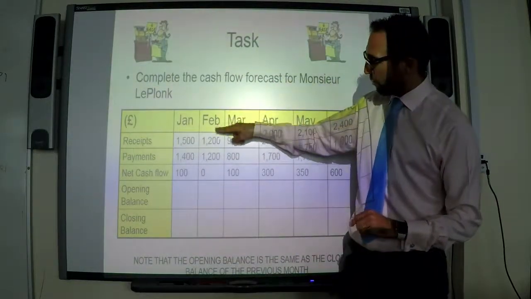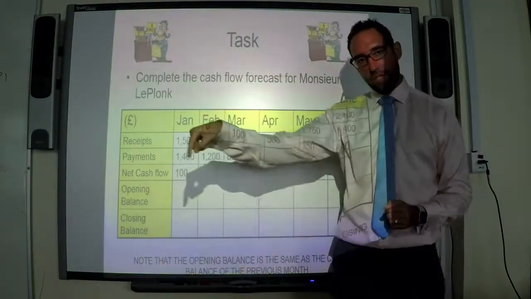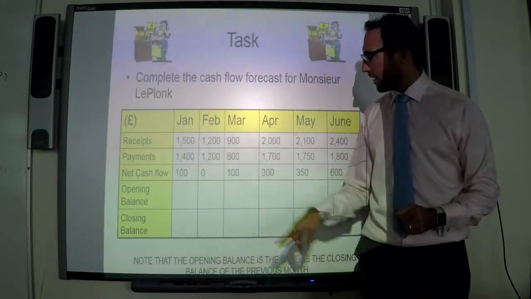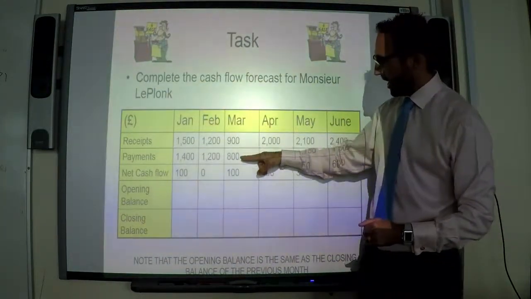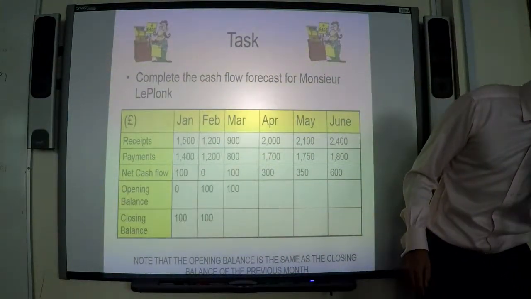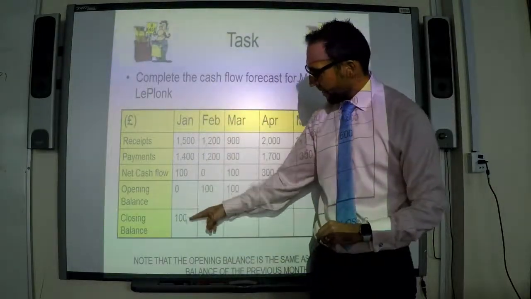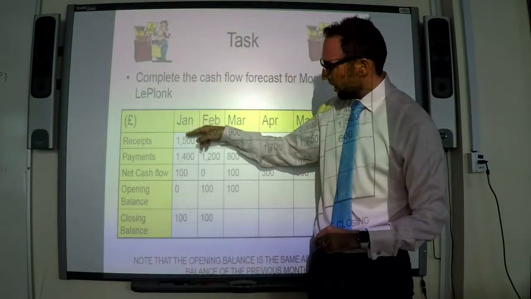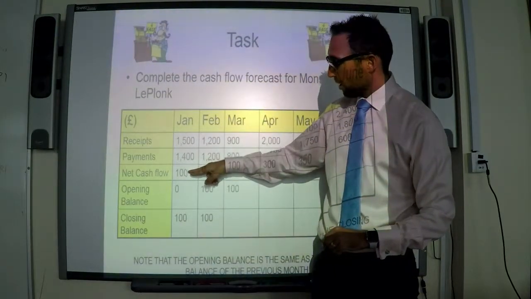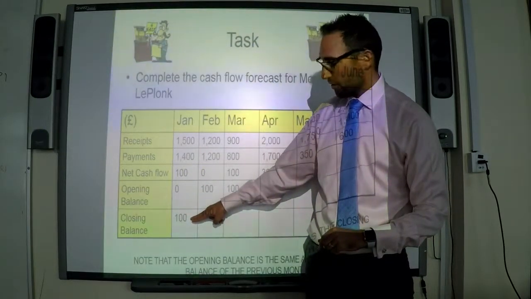So in February, we predict that we're going to have £1,200 coming in. We predict we're going to have £1,200 going out, which means we have a zero net cash flow in February. Okay, March, 900 coming in, 800 going out, so 100. Now the opening balance is zero for this particular business. So basically, this is our bank account in January. Okay, we have 100, which is the difference between our inflow and outflow. We add that to our opening balance, which gives us a closing balance of 100.